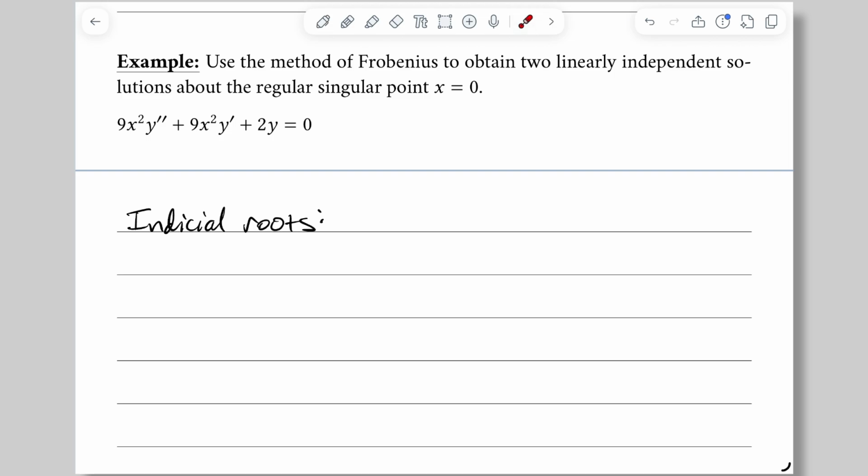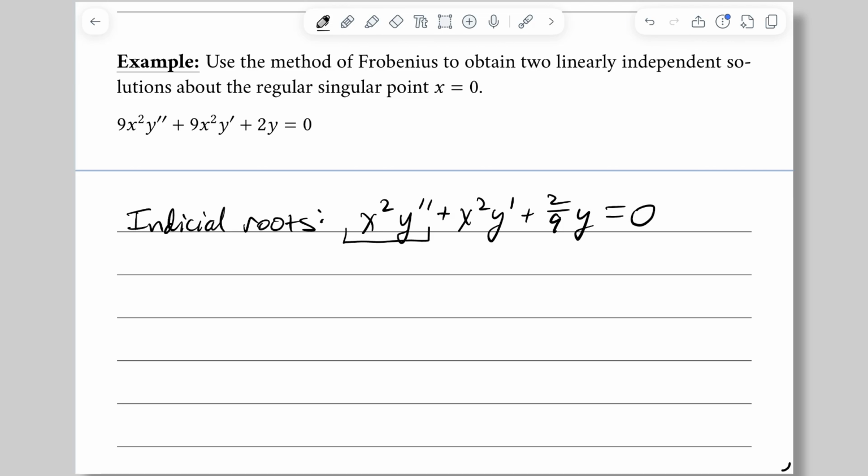For that, we need to put the equation into a form where the first term is x squared y double prime. In this case, that means dividing by 9. So we've got x squared y double prime plus x squared y prime plus 2/9 y is equal to 0.